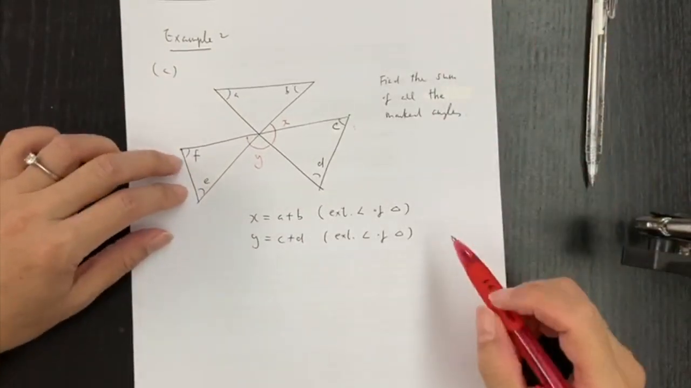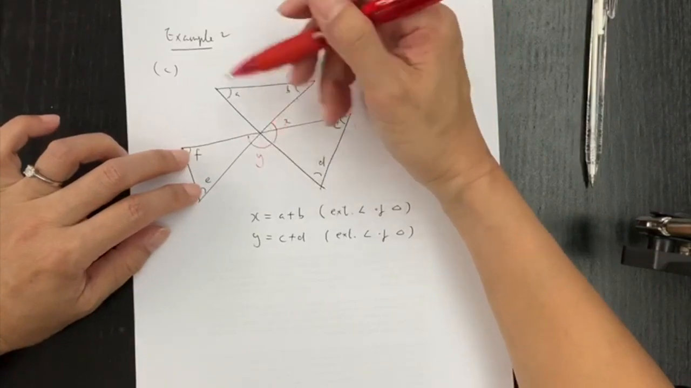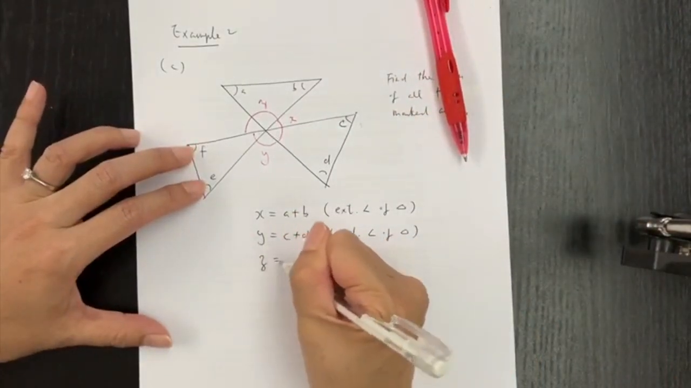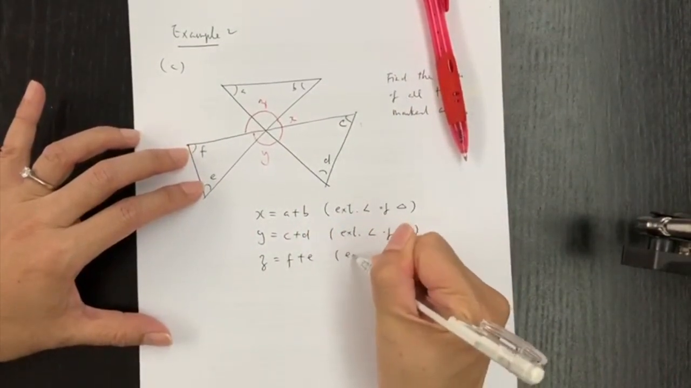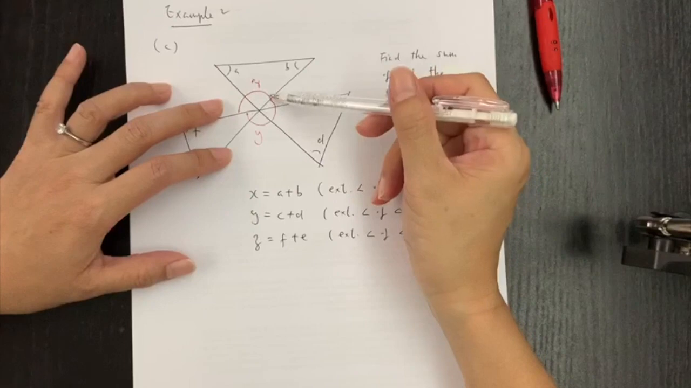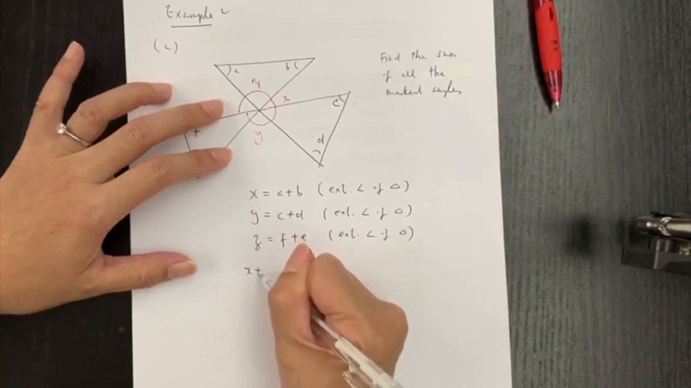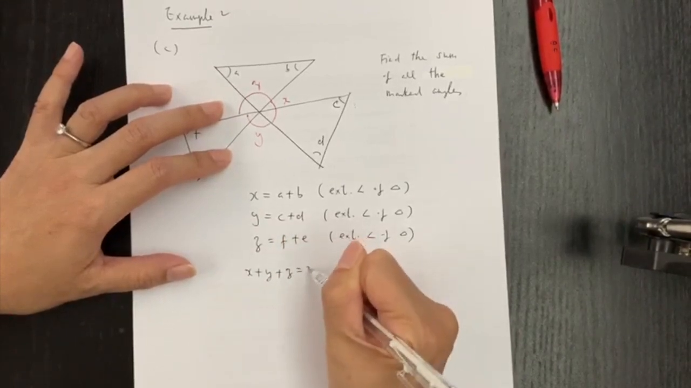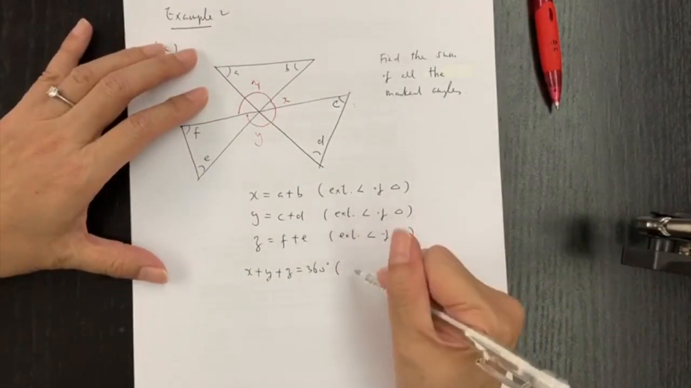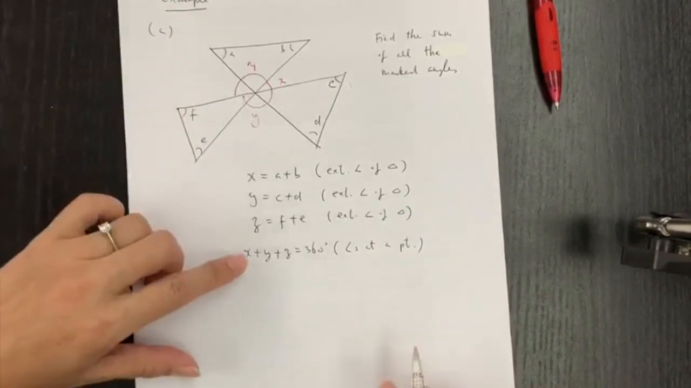Okay, almost done. And finally, I need to find the exterior angle of F and E. So this is triangle. So here, I got it. This is Z, for example. So therefore, I have Z equals to F plus E, also exterior angle of triangle. Okay, so therefore, I have this round angle consists of X, Y, and Z. Now I can do this. X plus Y plus Z is equal to 360. So what is the reference? The reference is angles at a point.